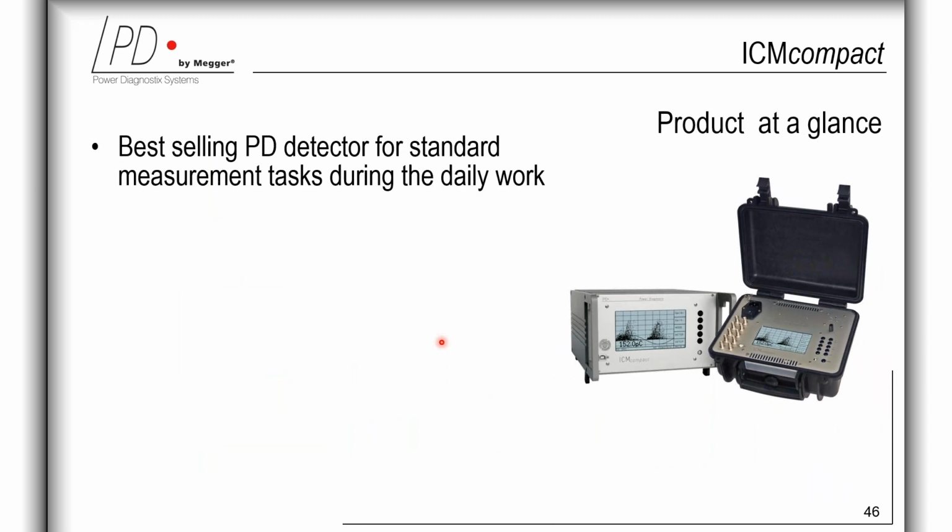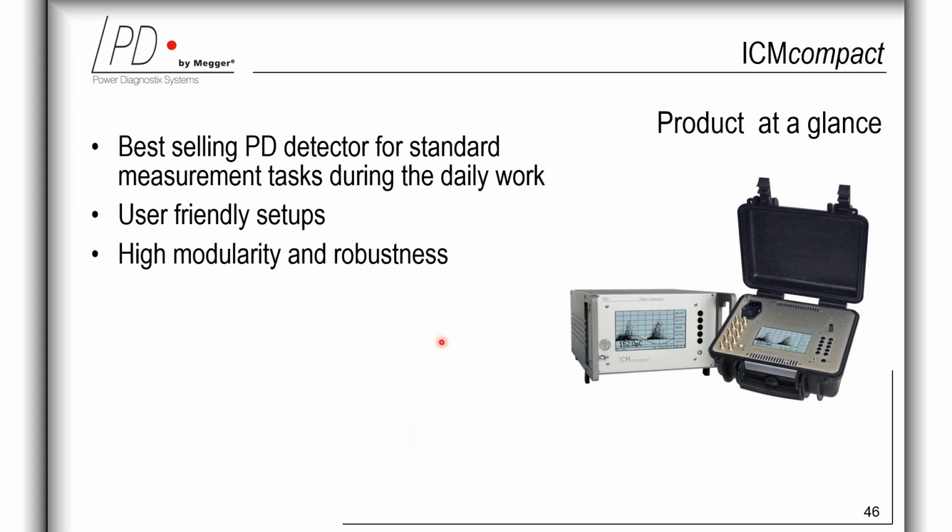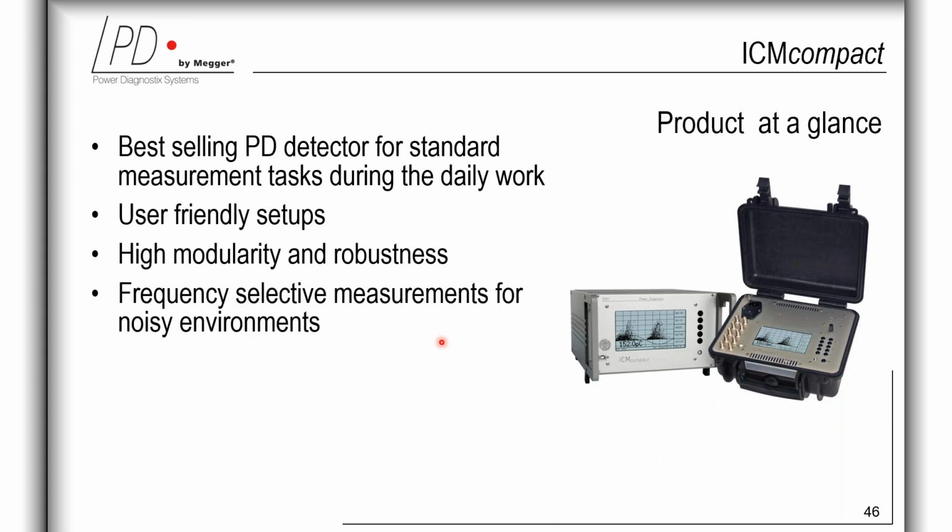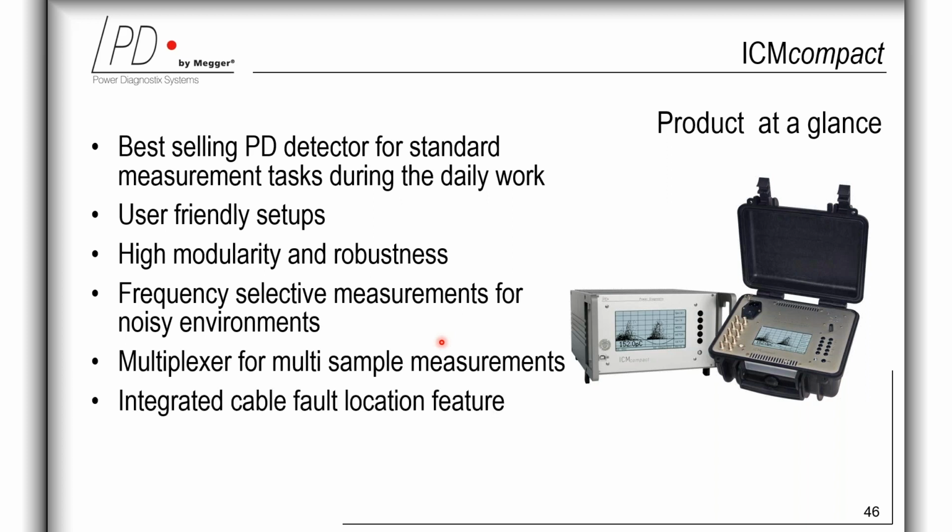And this slide concerns the PD detector of type ICM compact, which we have just mentioned in the previous slide. It is the best-selling PD detector for standard measurement tasks during the daily work, for instance, in factories of high voltage components with standard test setups according to IEC 60270. It provides high modularity and robustness.